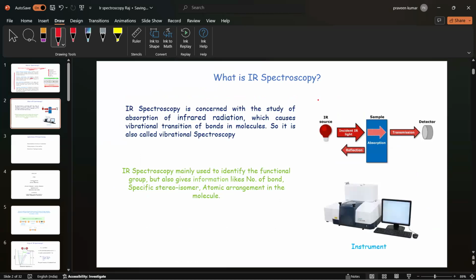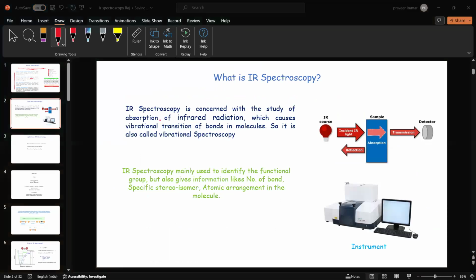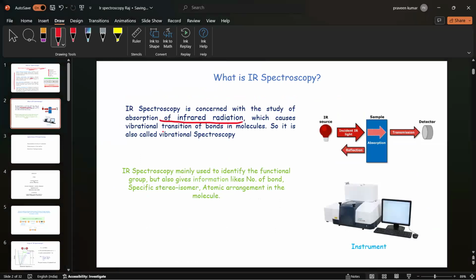So what is IR spectroscopy? It is the study of the absorbance of IR radiation, which causes the vibrational transition of the bonds in the molecule. So it is called vibrational spectroscopy. Whenever IR falls on the molecule, it leads to vibrations in the molecule. In UV we plot absorbance, but in IR we plot a graph between percentage transmittance and the wave number, which is indicated by centimeter inverse.